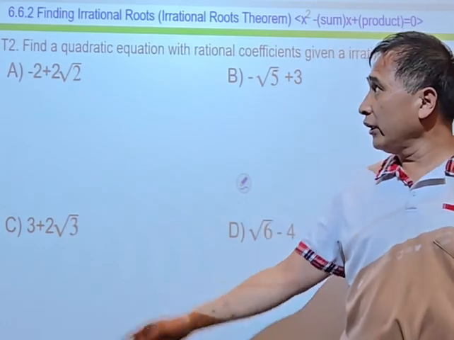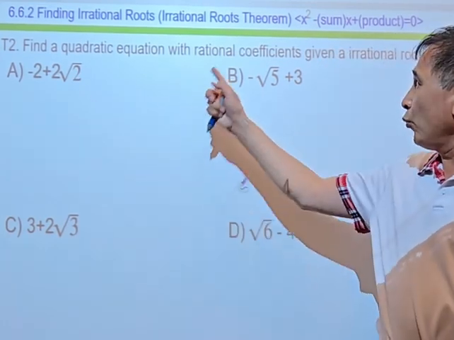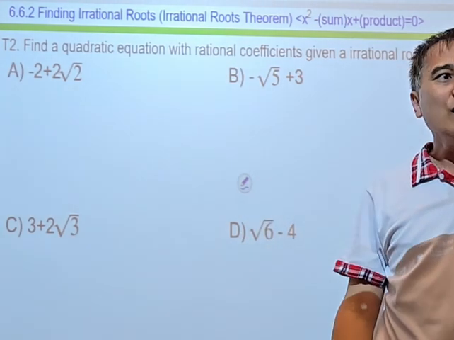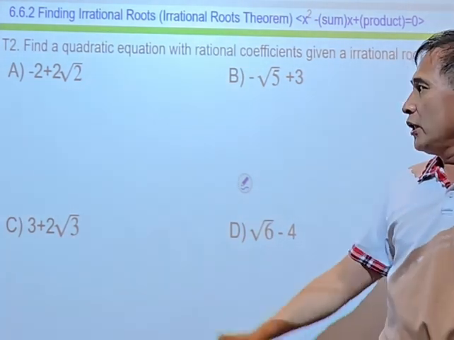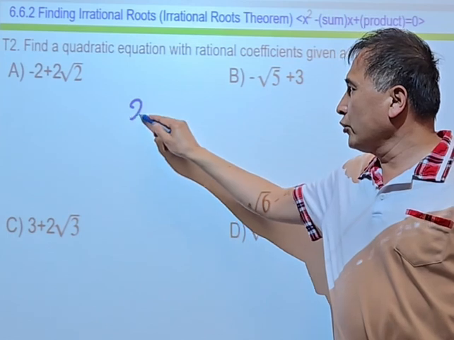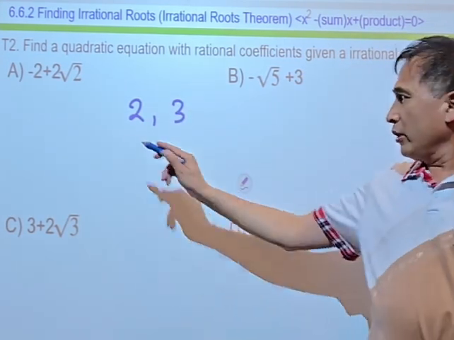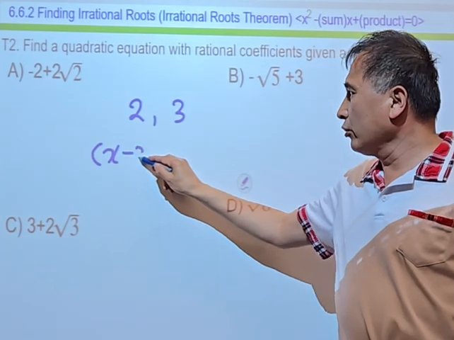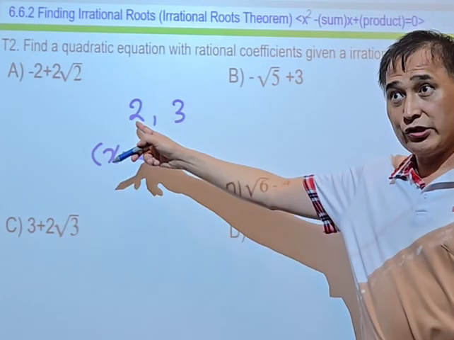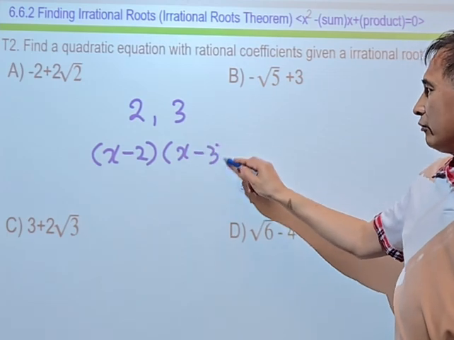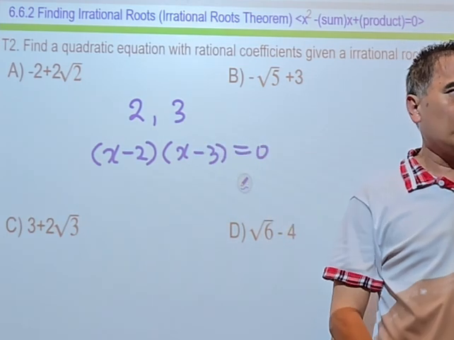Okay, today we're going to learn how to find a quadratic equation with rational coefficients and a given irrational root. Before we do that, we need to know something. Let's say 2 and 3 are zeros. Then from 2 being a zero, we have x minus 2, right? 3 is a zero, then x minus 3, right? Zero means equals 0, right?